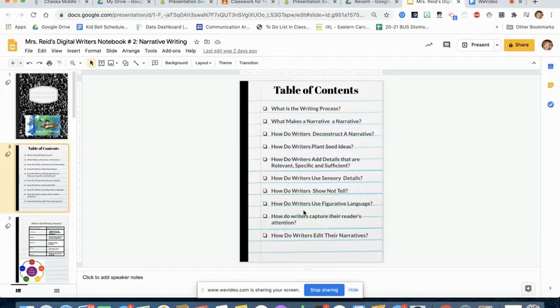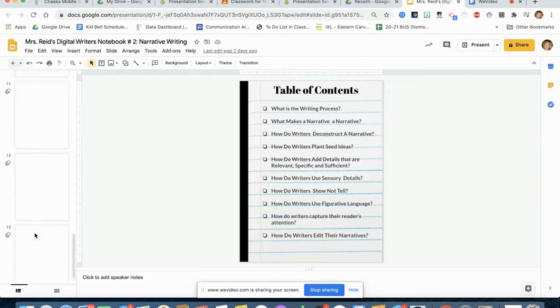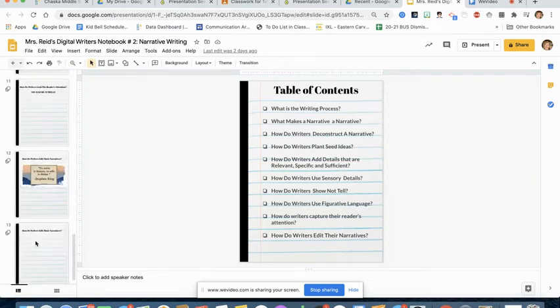First thing you're going to do is pull up your notebook, and I always start by looking at my table of contents, remembering what I did last and where I'm going. So if you remember last week, we did the lesson, How Do Writers Use Figurative Language? And today we're doing this lesson, How Do Writers Capture Their Reader's Attention? This is all about grabbing that attention. So I'm going to go to that page in my digital notebook.